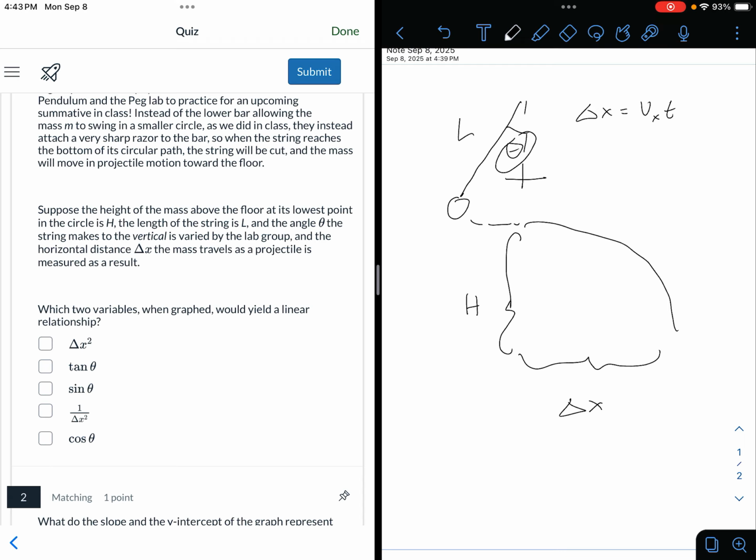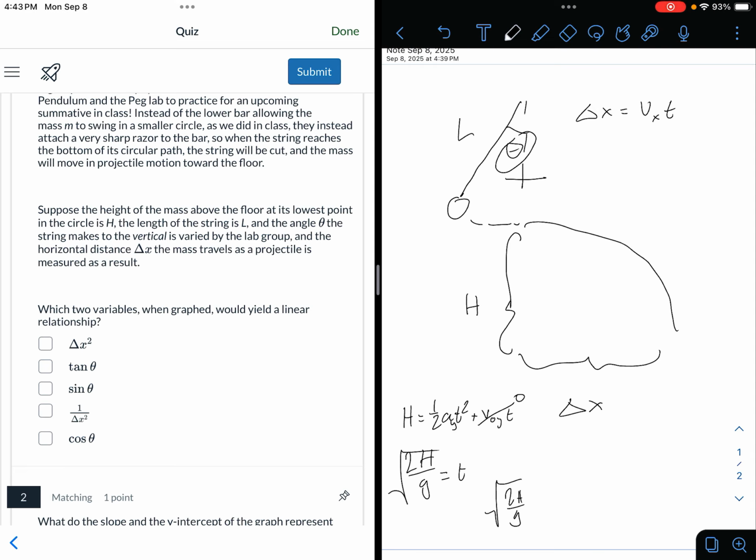To find time, I would use the kinematics equation, H equals 1/2 A T squared, right? All of this in the vertical direction, V naught times time. I know this is 0, and then I would just do 2H over G is equal to T squared, and then I can take the square root. I would get the square root of 2H over G.